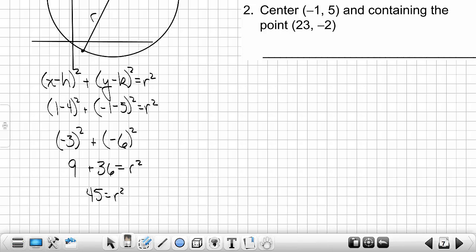So this is a longer problem. It requires scratch work. Okay. I'm going to square root it, but this is going to reduce. We have to bring in our square root reduction skills.